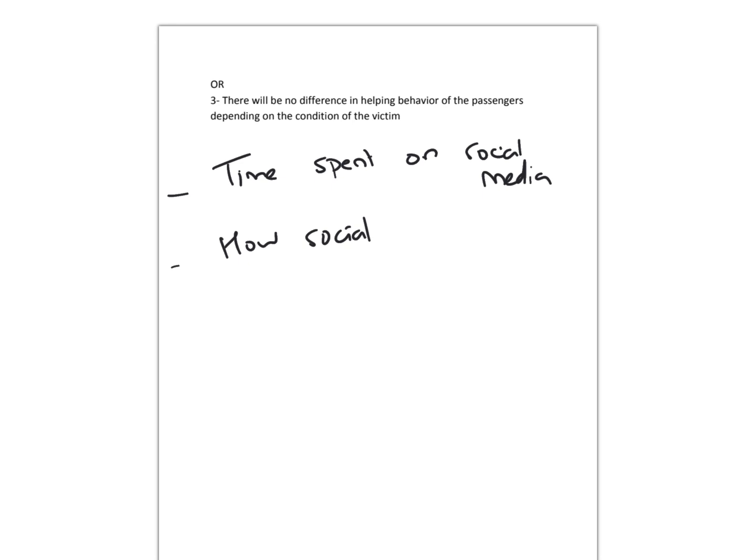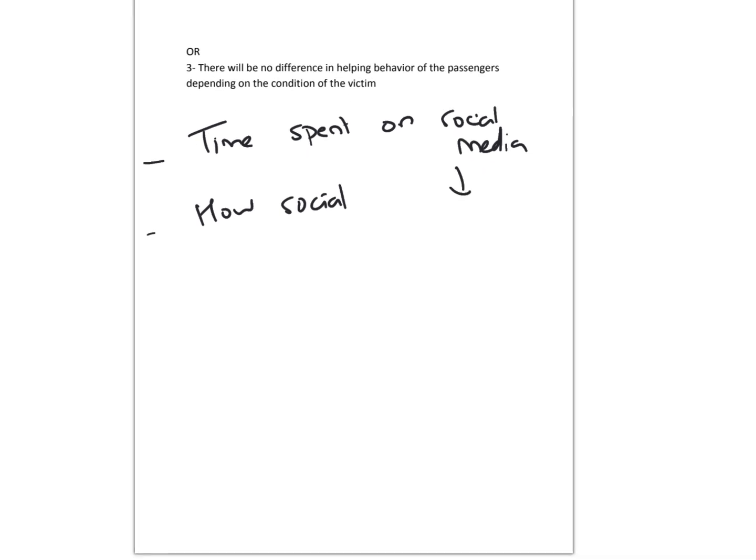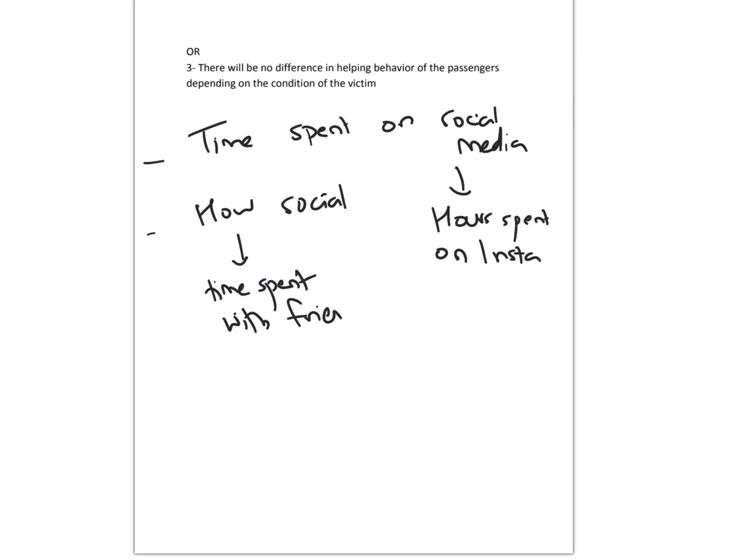Okay, number of hours spent on Instagram. So that's how I'm operationalizing time spent on social media. And how social a person is: number of friends a person has, or how many hours a person spends with friends in a day. Okay, so hours spent on Instagram, and how social can be operationalized by time spent with friends.